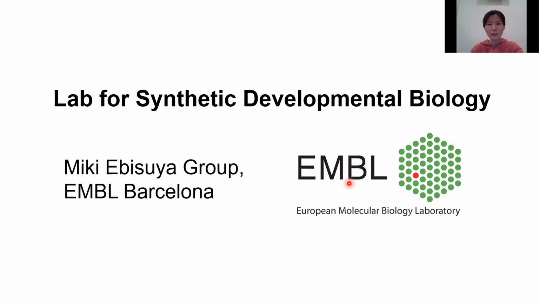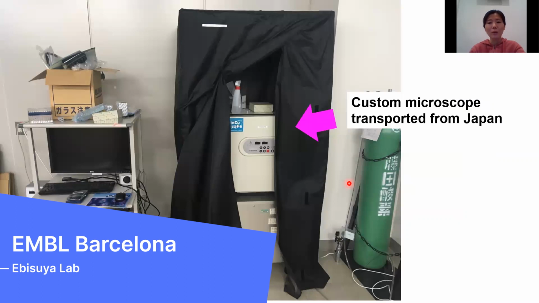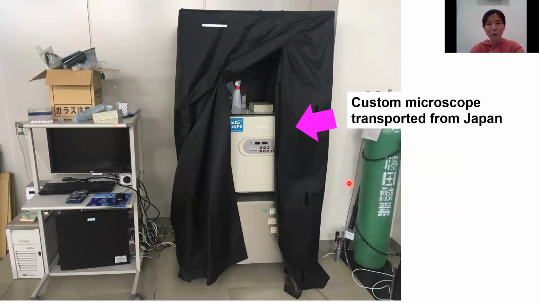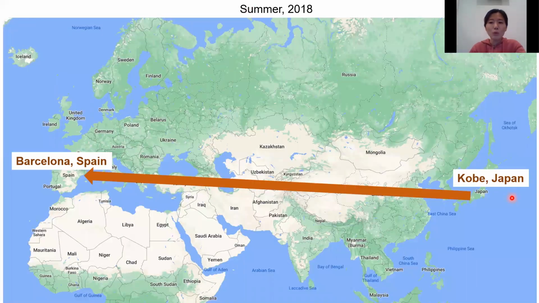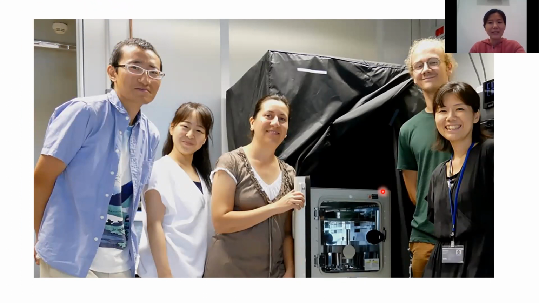I'm going to introduce one piece of equipment in the lab, which is a microscope that was transported all the way from Japan. Two years ago, my lab moved from Kobe, Japan to Barcelona, and because this microscope is custom-made, we decided to ship it to Barcelona. So the microscope safely arrived in Barcelona, and this box is actually an incubator to keep the temperature and CO2 concentration constant.